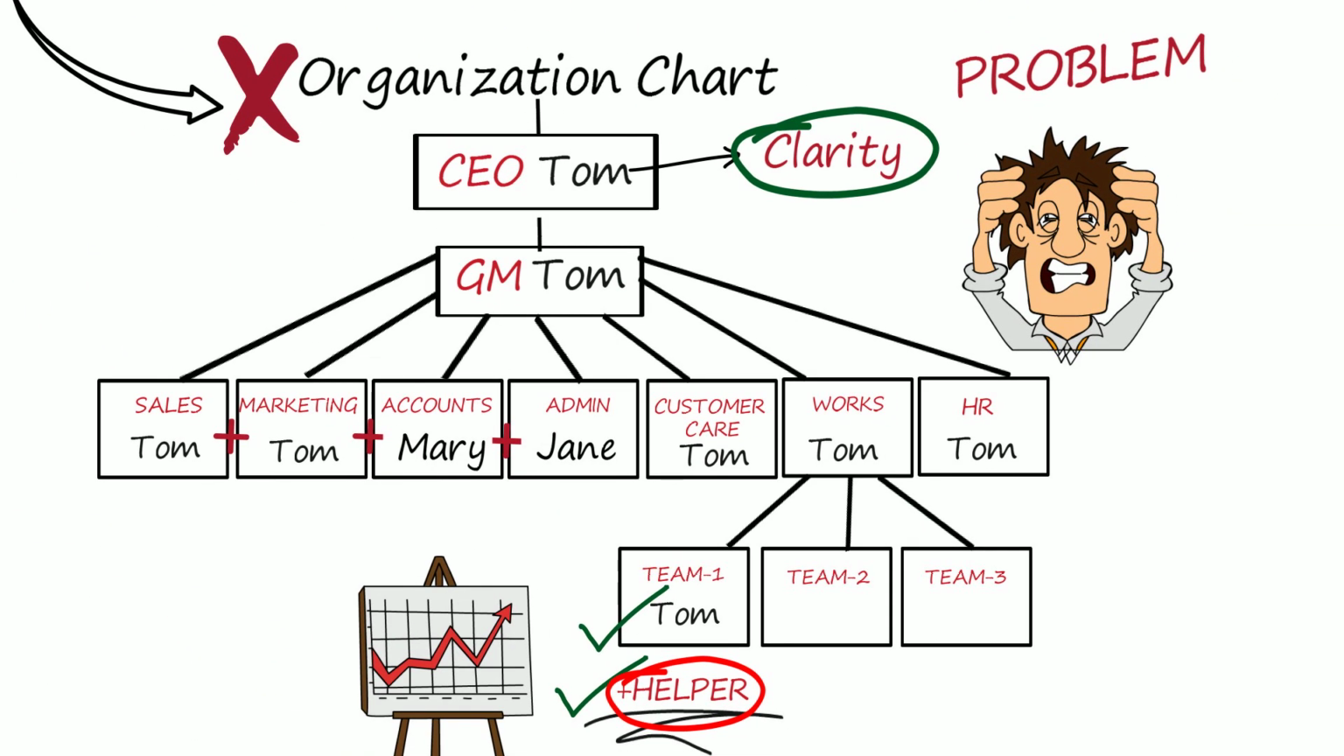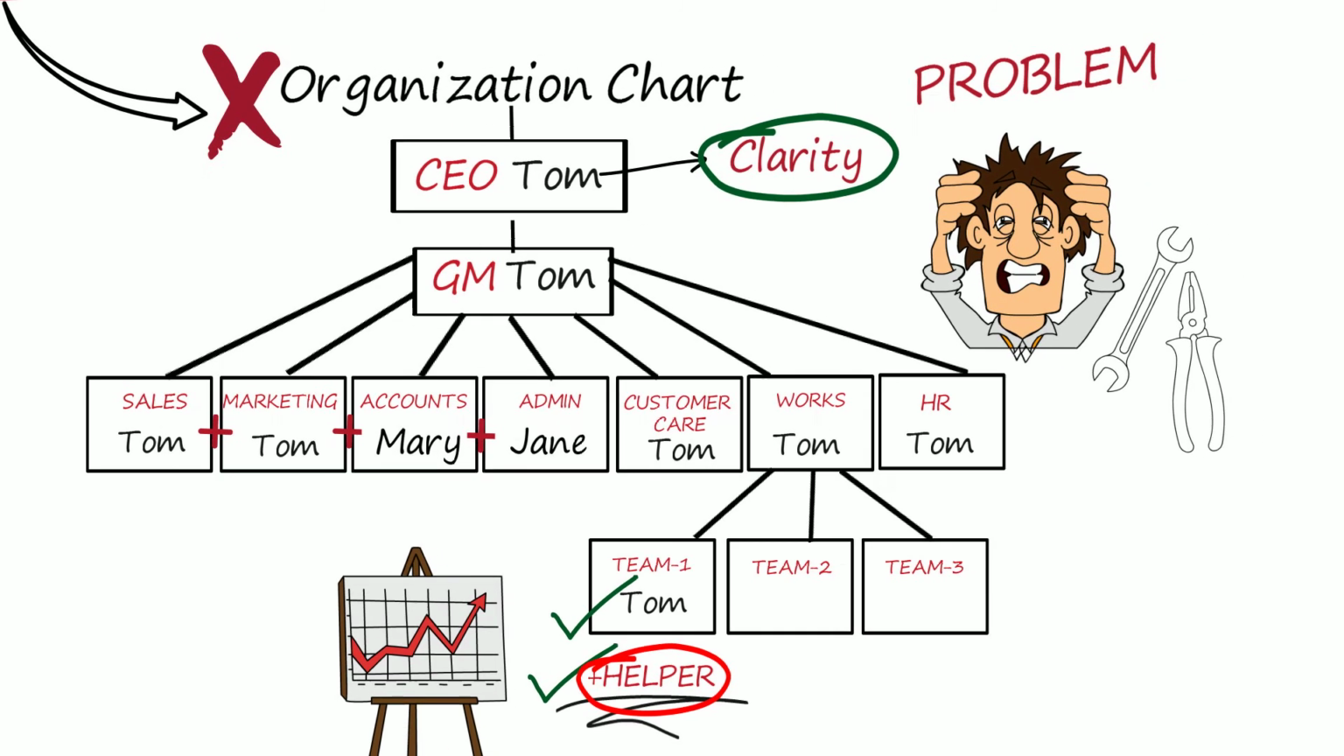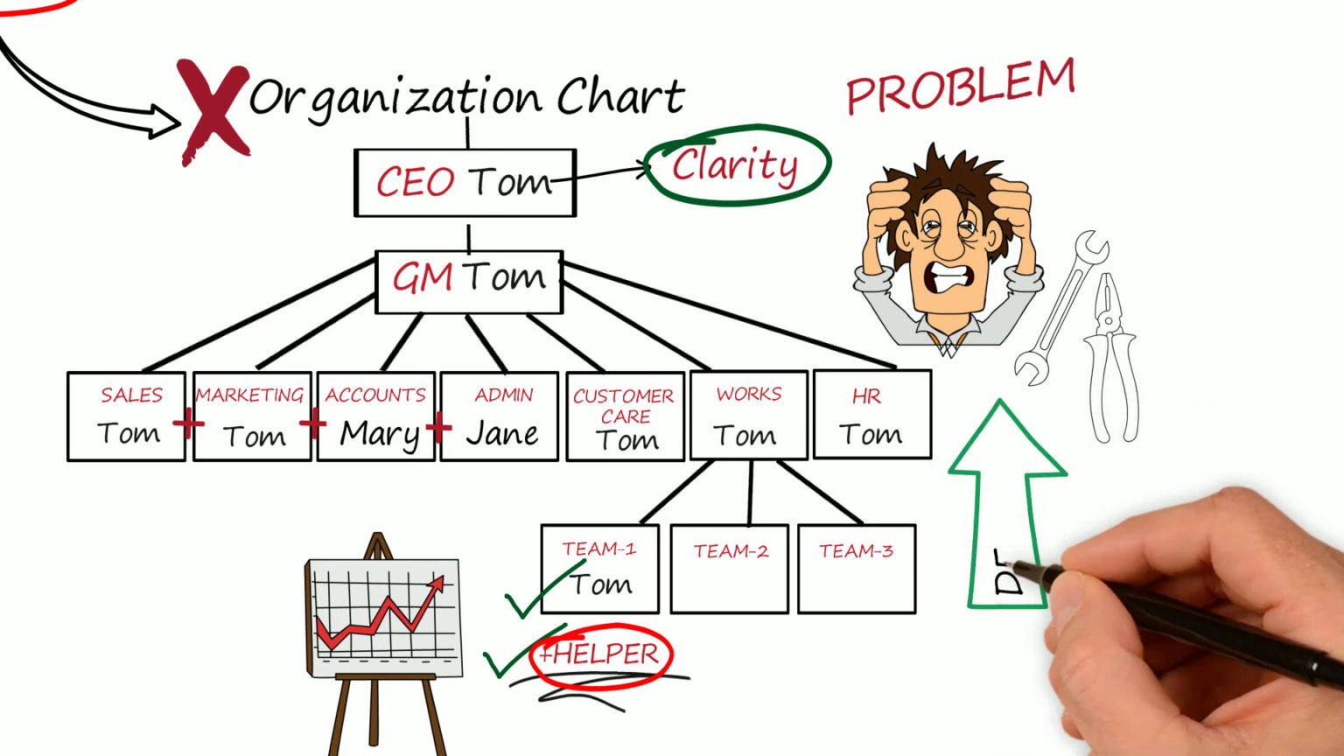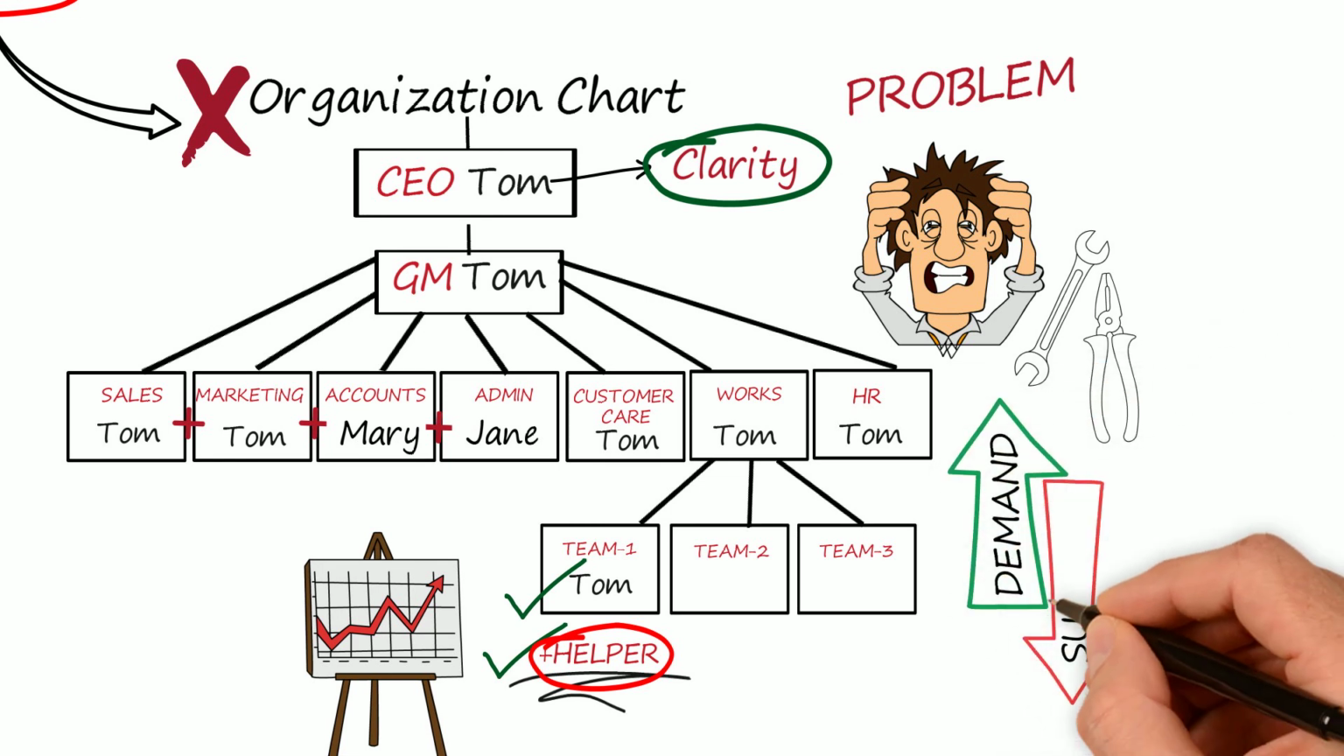But then Tom can't do any more, because whilst Tom the plumber is doing the plumbing work, he's also in charge of the customer care, the HR, the sales, the marketing, and he's also the CEO and the general manager. So in this instance here, Tom has a massive demand for the services, but he doesn't have the manpower.